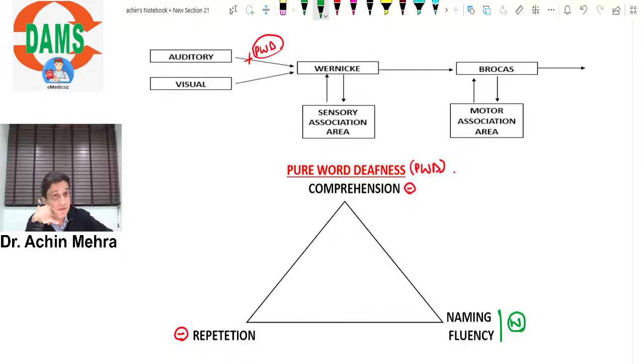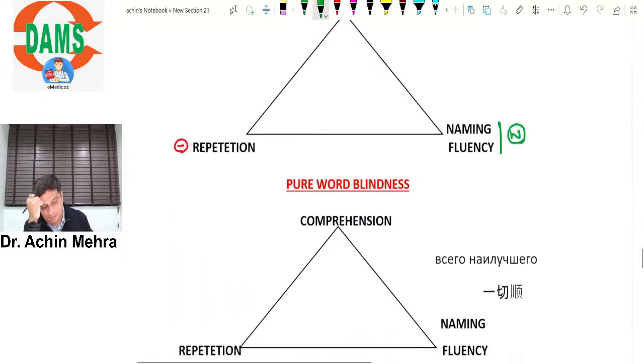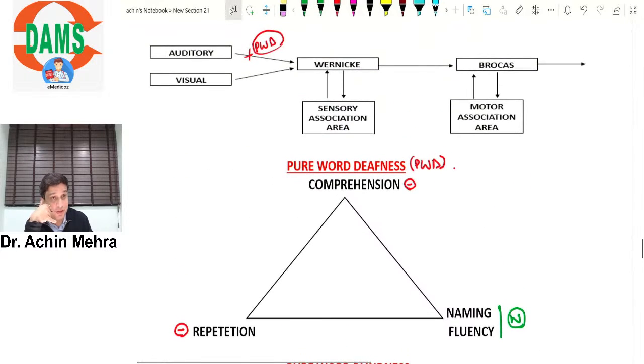So whatever the other person is speaking to me, I'm just deaf to their words. I'm not deaf actually, I'm just deaf to words. It's pure word deafness, right? Get this very correct. And I speak to the other person also. Whatever you are speaking, I'm really not able to understand it. Okay.